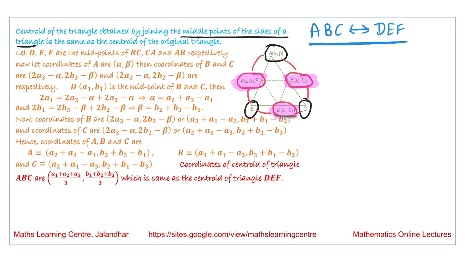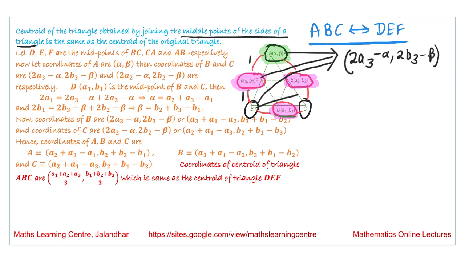Suppose the coordinates of the point A are (alpha, beta). Now by using the points A and F, we calculate the coordinates of the point B. F is the midpoint, dividing it in the ratio 1:1. So the coordinates of the point B are given by (2a3 - alpha, 2b3 - beta).